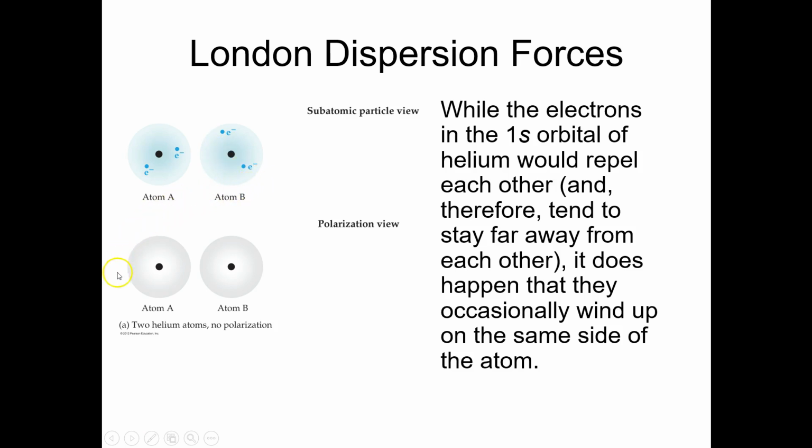And as a result, there is no dipole, there is no permanent dipole in a helium atom. And that's what this image is trying to show, that there is, in general, an equal distribution of charge throughout the entire atom. There's no permanent dipole.